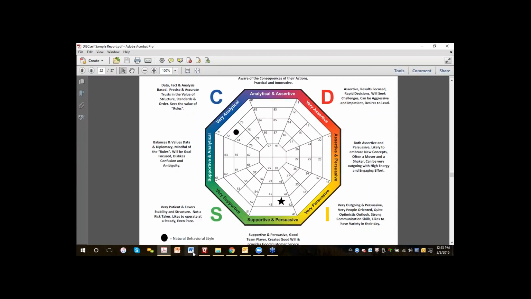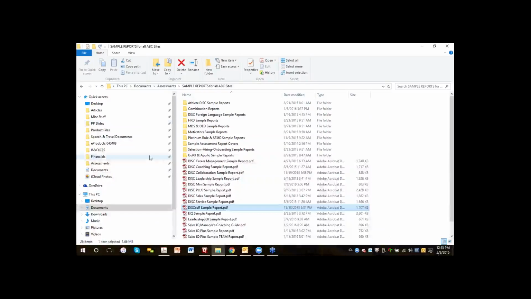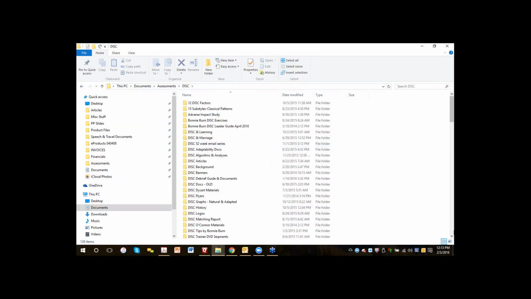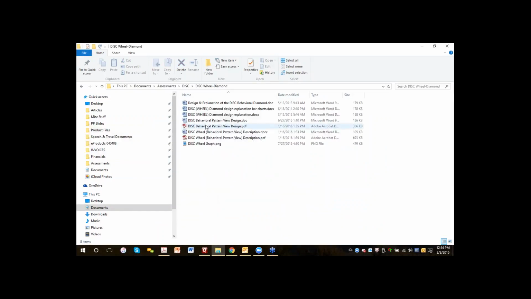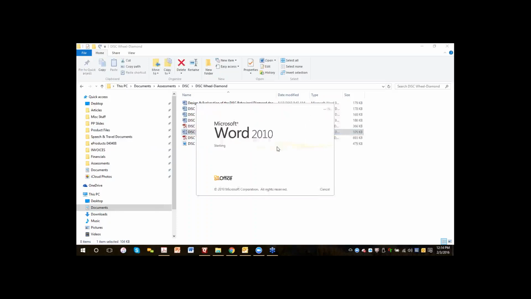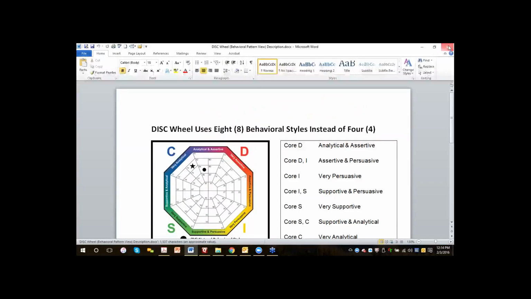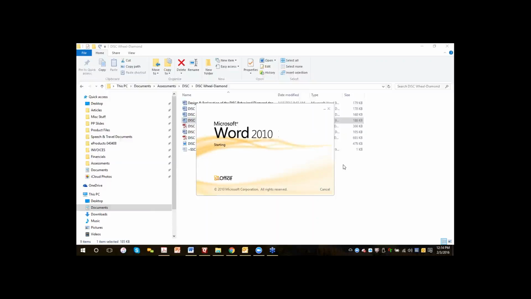Let me show you, I had a Word doc that I wanted to show you, and for some reason it disappeared. So let me find it again. I'm going to go to disk, I'm going to go to the wheel, and I'm going to show you something about the wheel and what the numbers mean. It's very significant. Once you understand this, it makes things so much easier for you as you describe it to people.